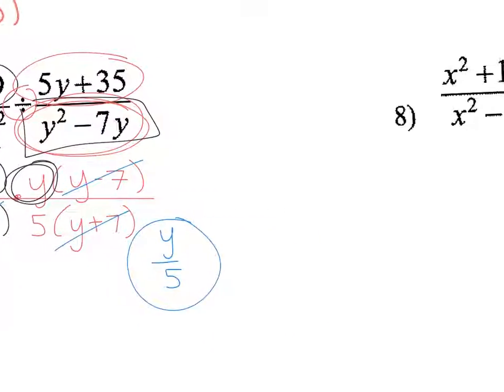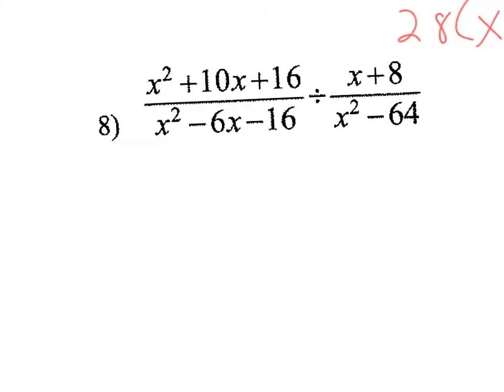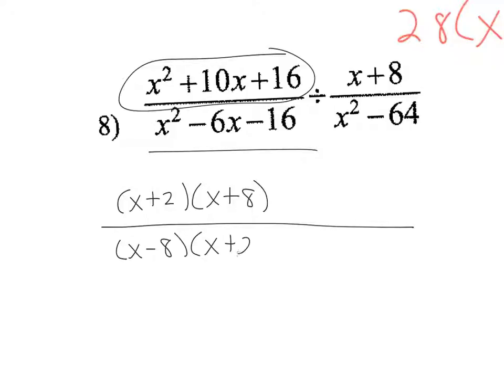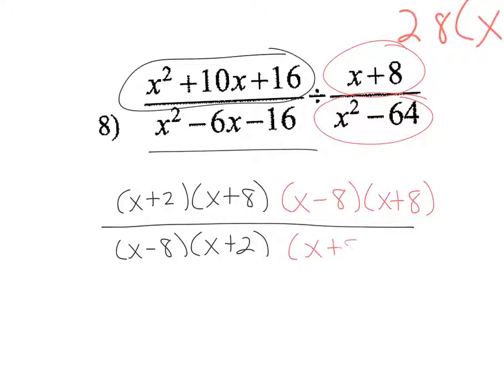And then number 8, I'm going to factor this out. This is x plus 2 times x plus 8. And then this bottom part is going to be x minus 8 times x plus 2. And then I'm going to flip this around and put it on the top. So this is difference of squares, x minus 8, x plus 8. And this is x plus 8. So I'm going to cancel out my common factors, x plus 2, x plus 8, and x minus 8. So I'm left with x plus 8 in the numerator.